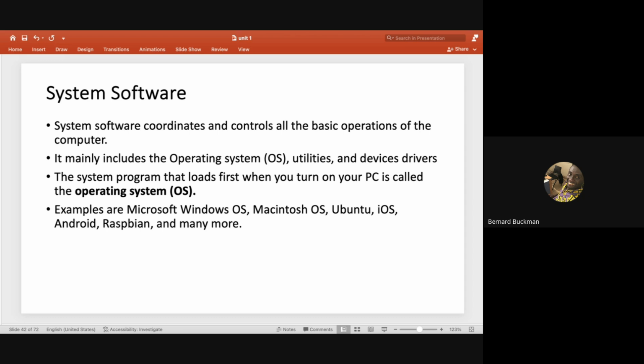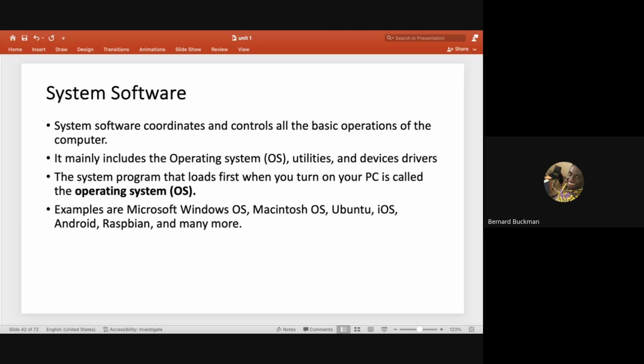BIOS is a special type of system software. BIOS boots the computer. It stands for Basic Input Output System. That is the software which boots the computer. It's usually in something called the BIOS chip, and that is what loads first before everything else can load.